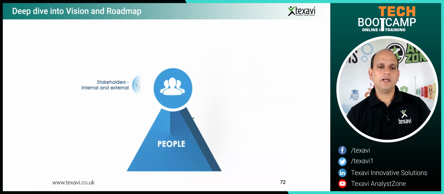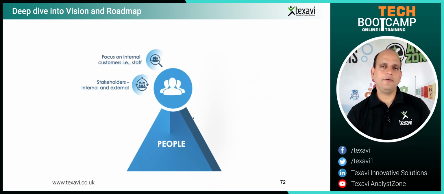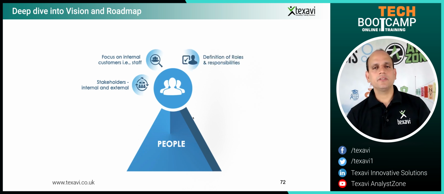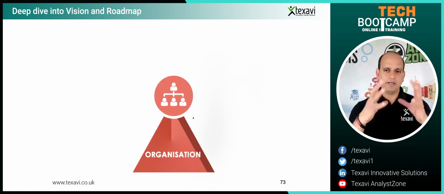When it comes to people, it's about stakeholders, about internal customers. You need to address and understand the teams, the employees, and the staff. External customers are customers and users. You define the roles and responsibilities. You do the training, retention. You're talking about all those aspects of it.